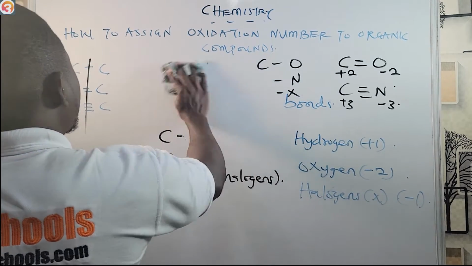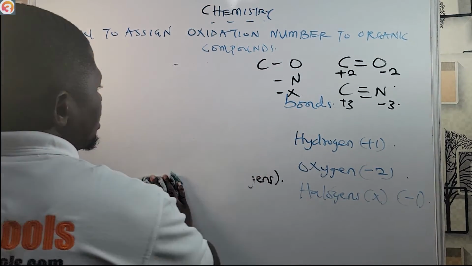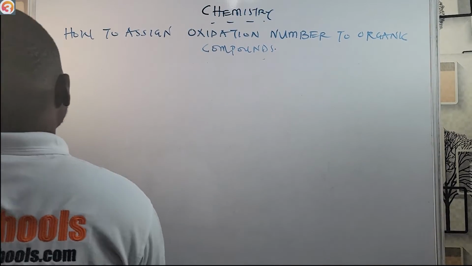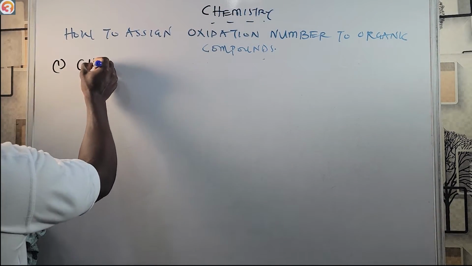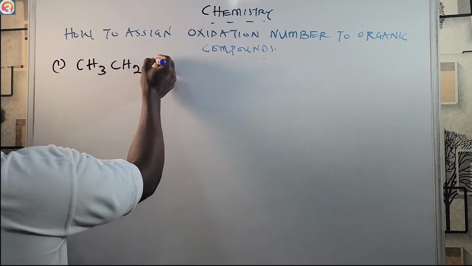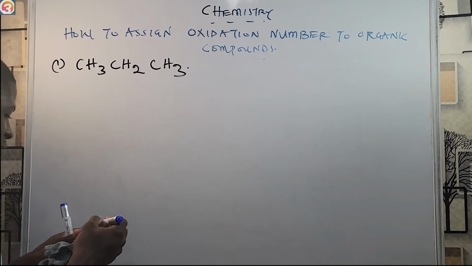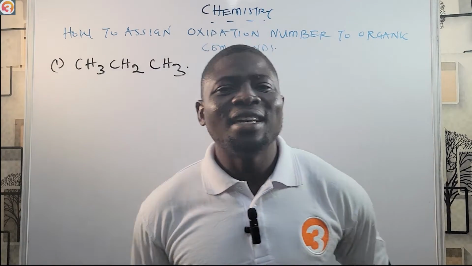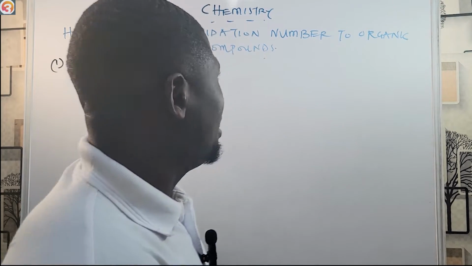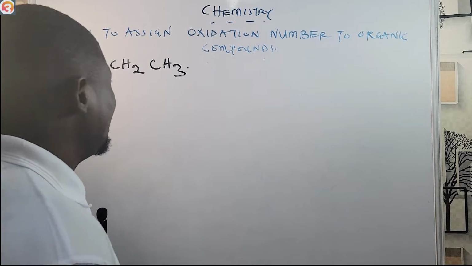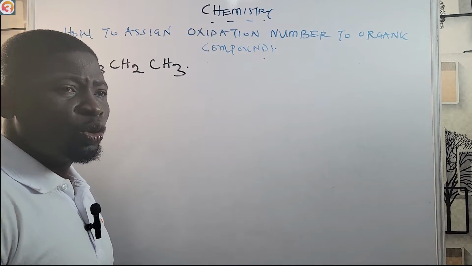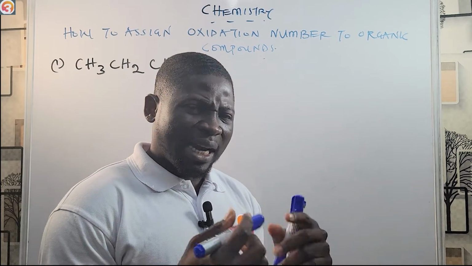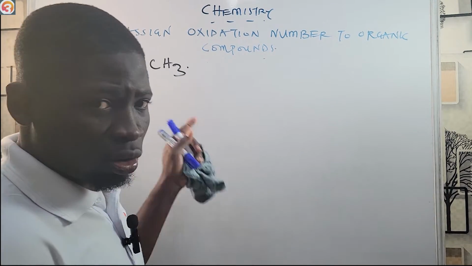Let's see, for example, the simplest, propane: CH3, CH2, CH3. If I am given something like this and I want to determine the oxidation number of the central carbon atom, remember, how many carbon atoms are there here? There are 3 carbon atoms here. So for us to make this easier and visualize it, we need to draw this structure.